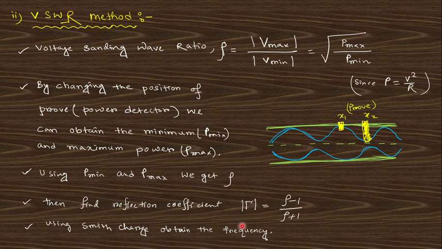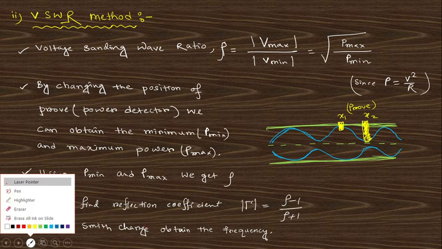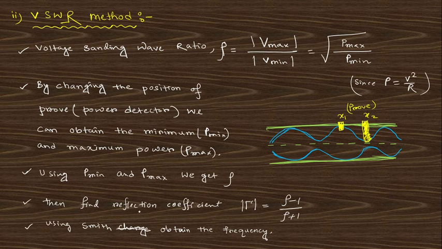You know, we just discussed this relation, the reflection coefficient, in the last lecture. And from this Smith chart, which we already discussed, using the Smith chart, we can obtain the value of this frequency. So this is also an indirect method because we measure the power, not frequency. From the power we calculate the frequency. That's why this is called indirect method.